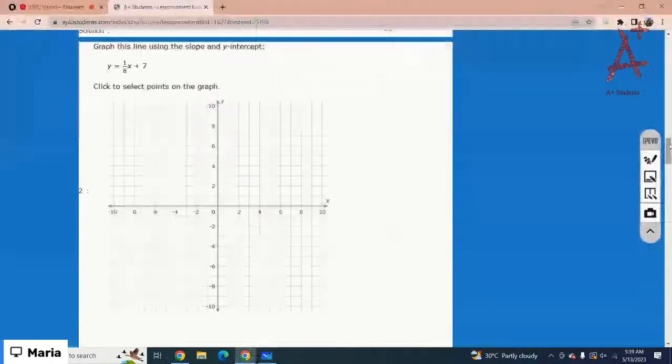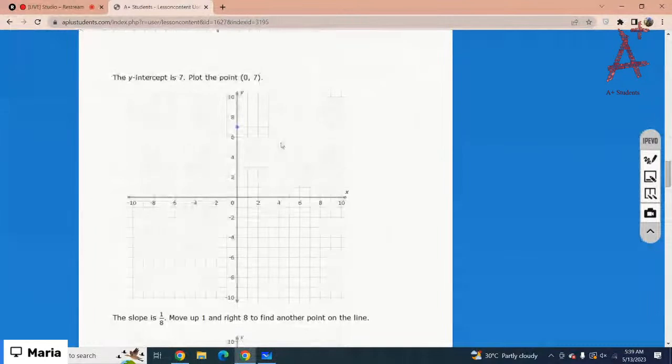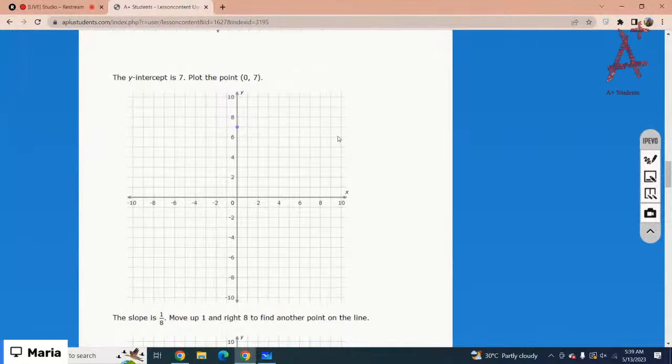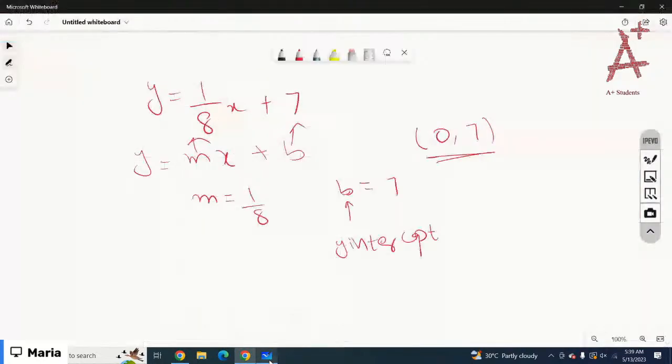Here is the point (0, 7). The y-intercept is 7. So here is the point (0, 7). Got it? Then you have the slope m equals 1 over 8.